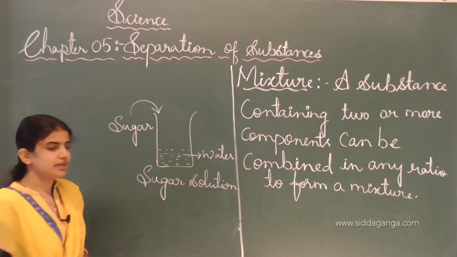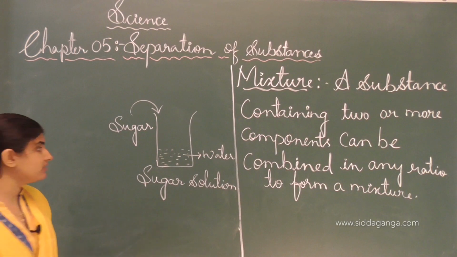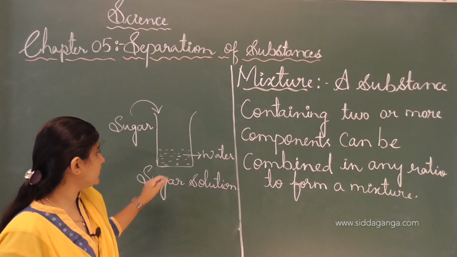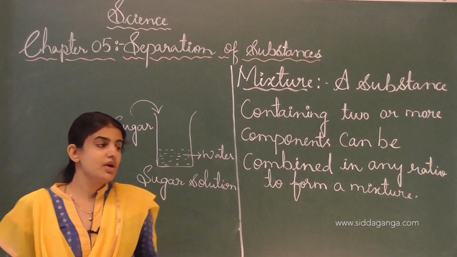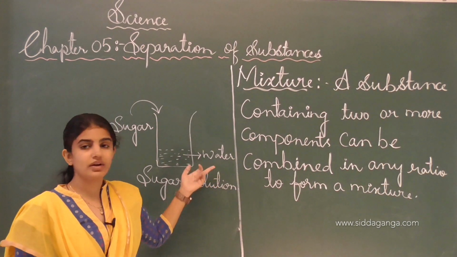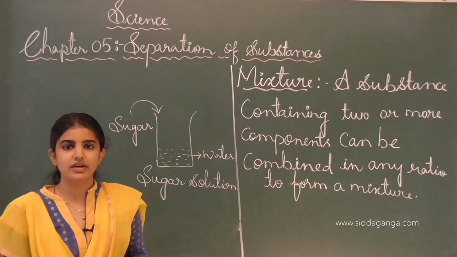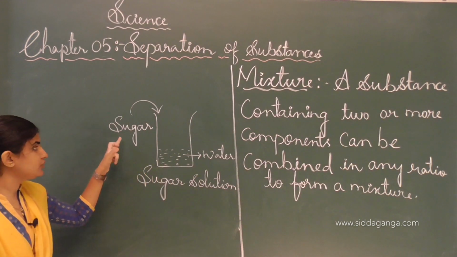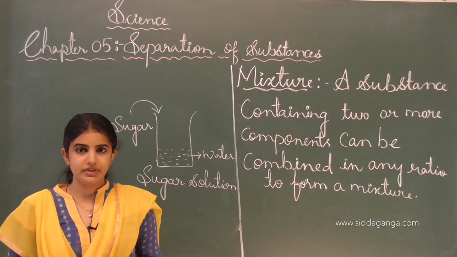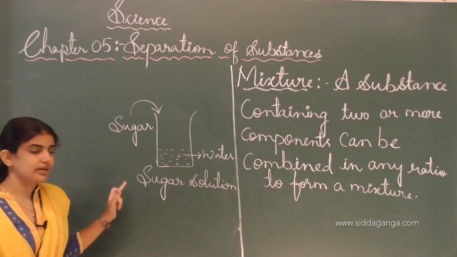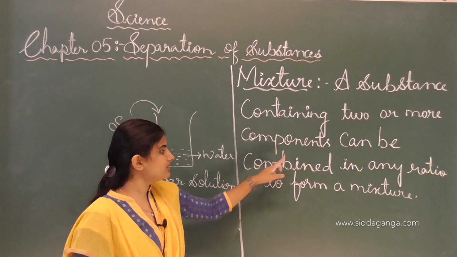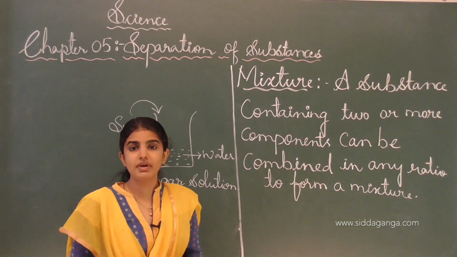This sugar solution is also a mixture because here two or more components can be combined in any ratio. Not a particular ratio do we have to take here. Water, about half a beaker, we have to take, and sugar in a small quantity, and here no proper ratio will be there, and that's why it's called a mixture. A substance containing two or more components can be combined in any ratio to form a mixture.